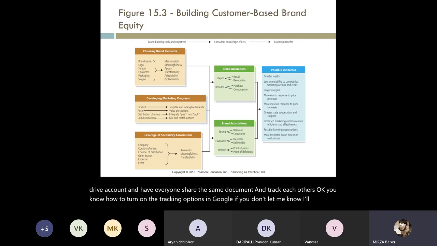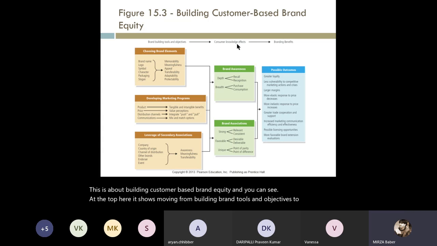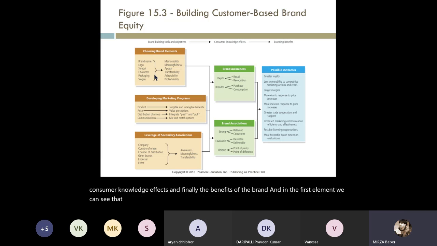So this is about building customer-based brand equity. And as you can see, on the top over here, it shows moving from building brand tools and objectives to moving to consumer knowledge effects, and finally, the benefits of the brand. And in the first element, we can see that choosing brand elements, the logo, the name, the symbol, the character, the packaging, slogan, and how it's applied in terms of the brand element.